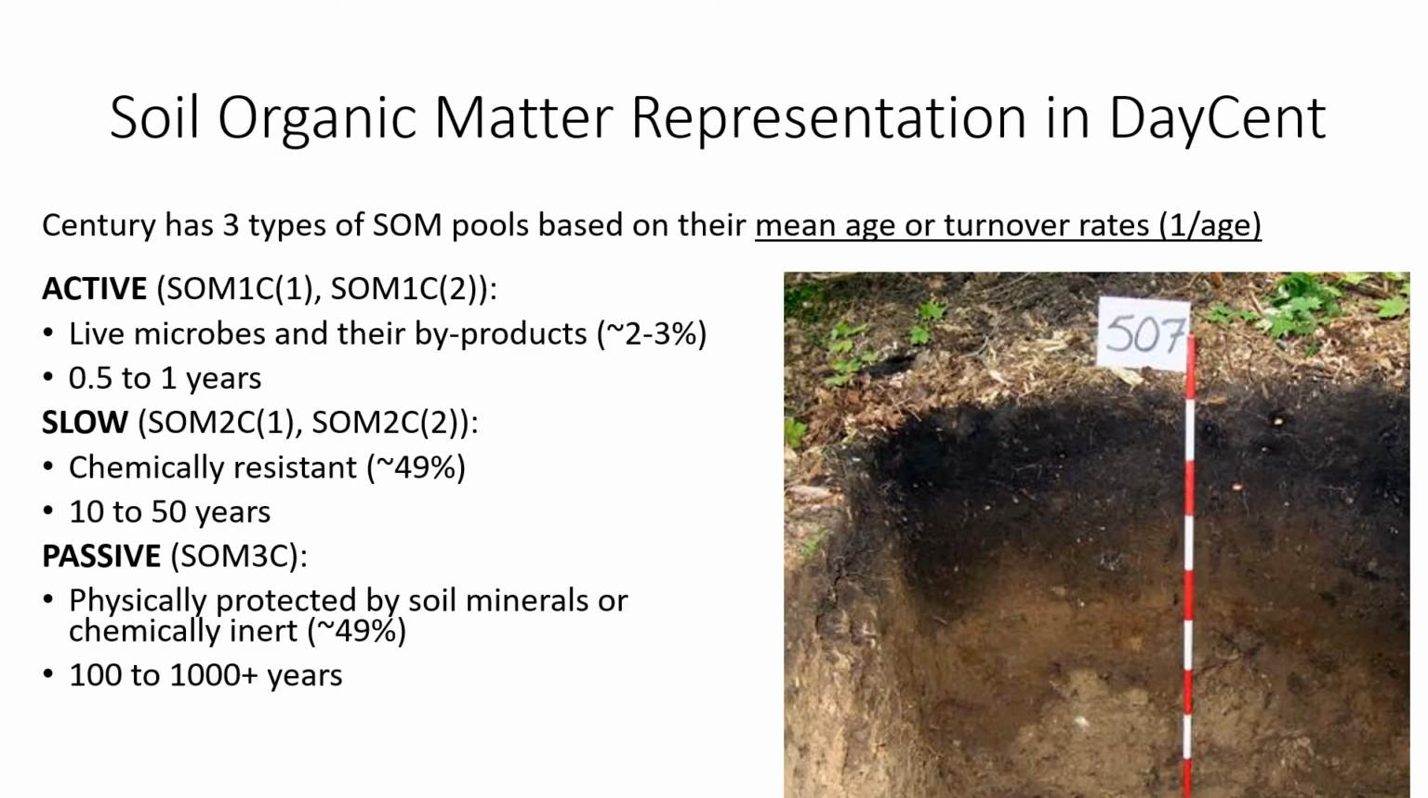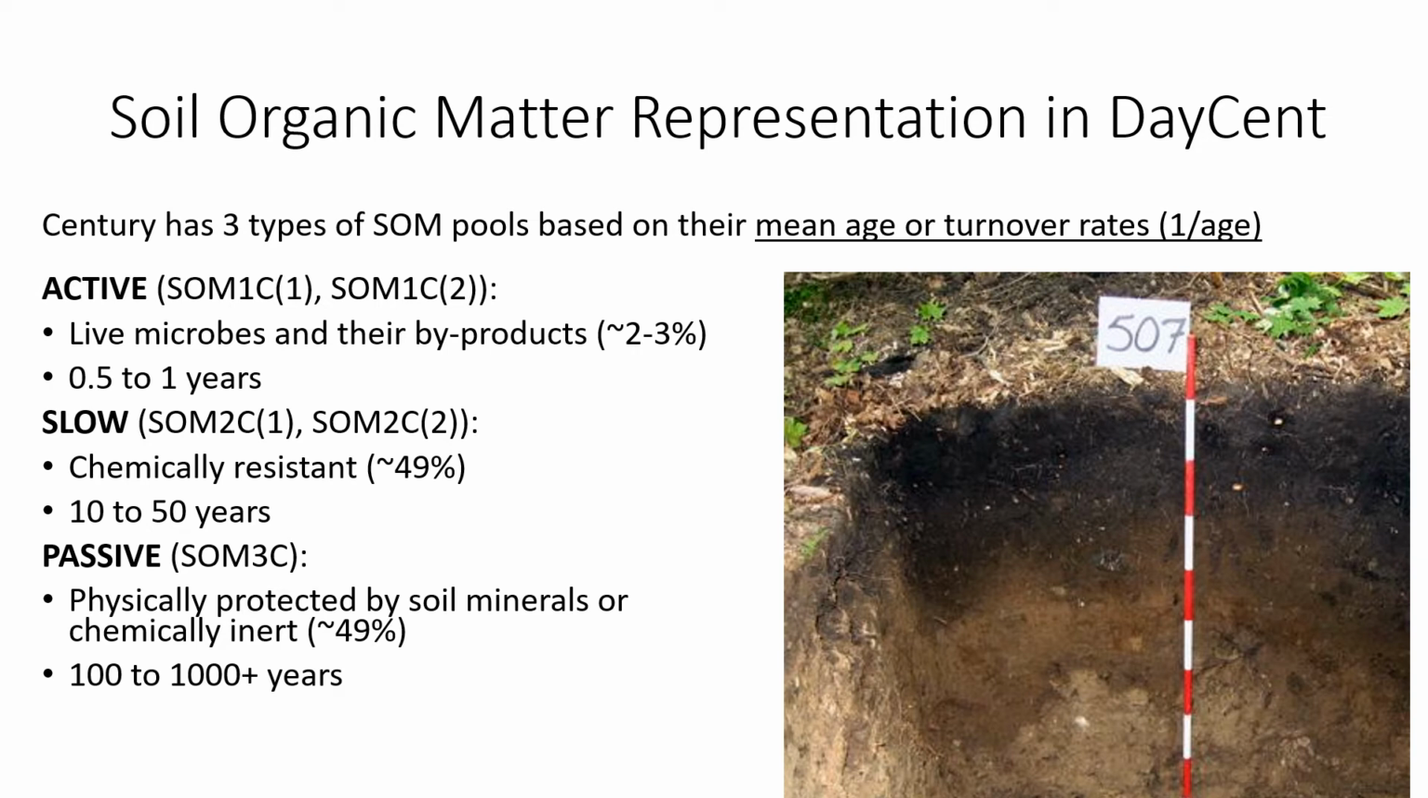Okay, soil organic matter representation. I mentioned these before: active, slow, and passive. They're based on the mean age of the pool, or you can also think of it as the turnover time, which is just 1 over age, or the turnover rate. The active pool, in the model, is abbreviated SOM1C, and there's a 1 and 2 component for above and below ground. The active pool is considered the live microbe pools and their byproducts, and it is about 2 or 3% of the total soil organic matter, and has a lifetime of about half a year to a year.